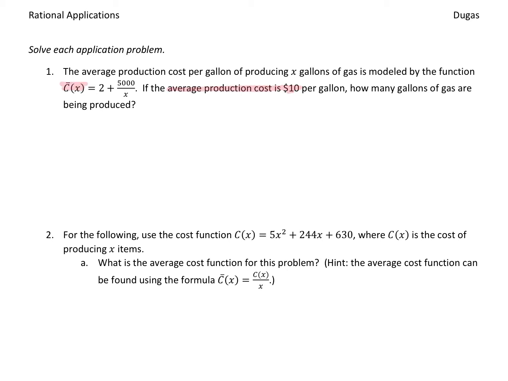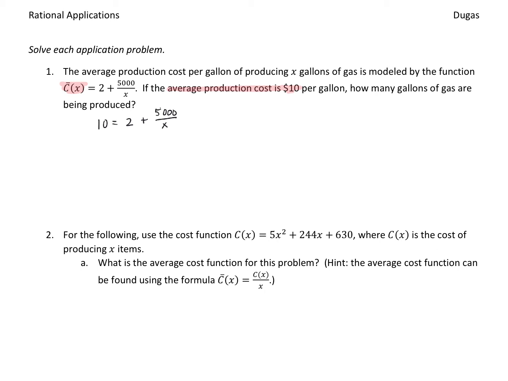That's C of X. So to solve this, you're going to take 10 and plug it in for C of X. So your equation is going to be 10 is equal to 2 plus 5,000 over X. So X is the number of gallons of gas. So if they had given you the number of gallons of gas, in that case you would have plugged it in for X and then you would have found the average production cost. But this time it's giving you the average production cost, so you've got to solve for X.